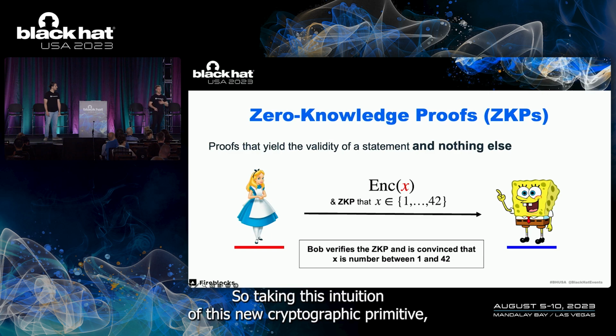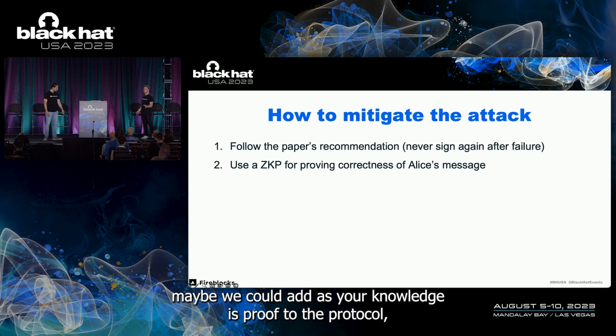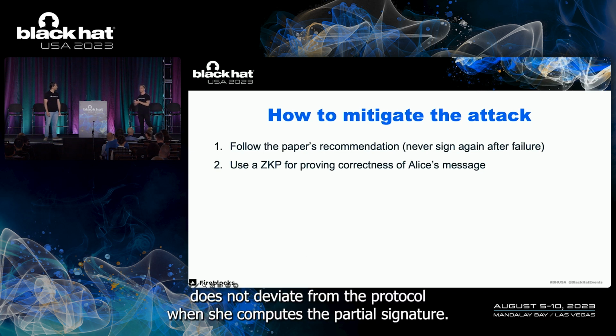So taking this intuition of this new cryptographic primitive, maybe we could add a zero-knowledge proof to the protocol to make sure that Alice does not deviate from the protocol when she computes the partial signature.